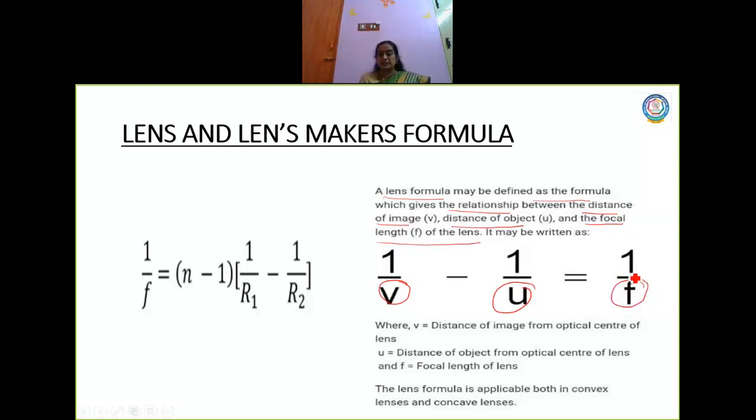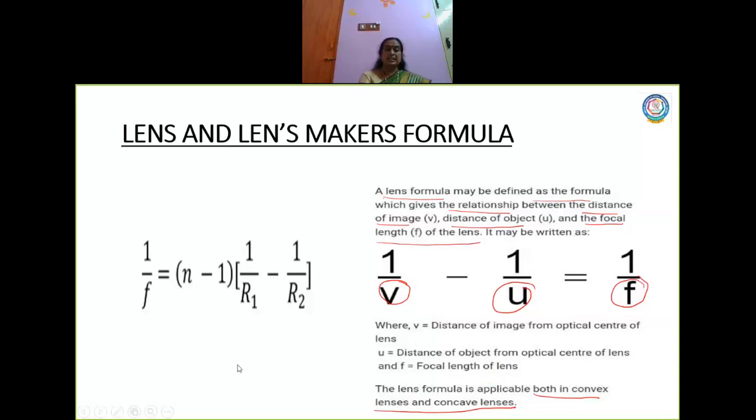So what is the lens formula? Lens formula is 1 by V minus 1 by U is equal to 1 by F. V is the distance of the image from the optical center, U is the distance of the object from the optical center, and F is the focal length. The lens formula is applicable for both convex and concave lenses, right?